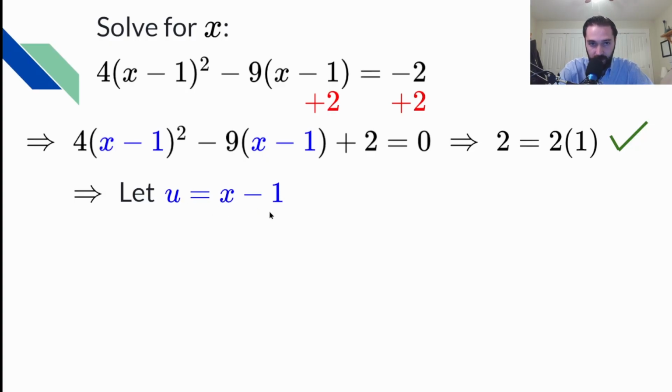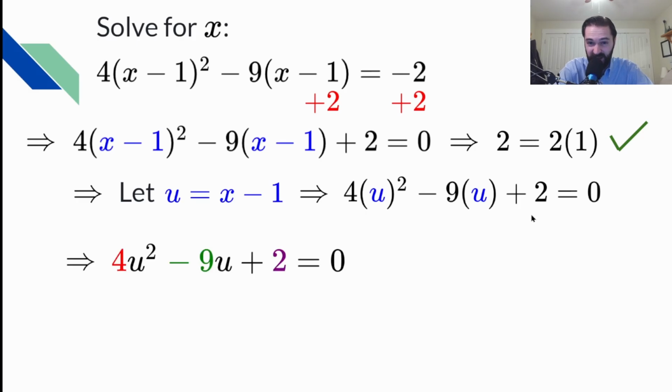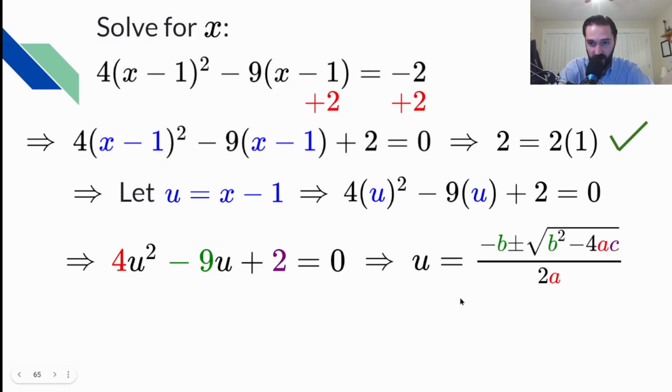Let's replace x minus 1 with u, in blue. So we have 4u squared minus 9u plus 2 equals 0. Let's get rid of the unnecessary parentheses. Now we have a trinomial in u with a leading coefficient other than 1. Remember my advice for solving quadratic equations: if this leading coefficient is something other than 1, then use the quadratic formula.